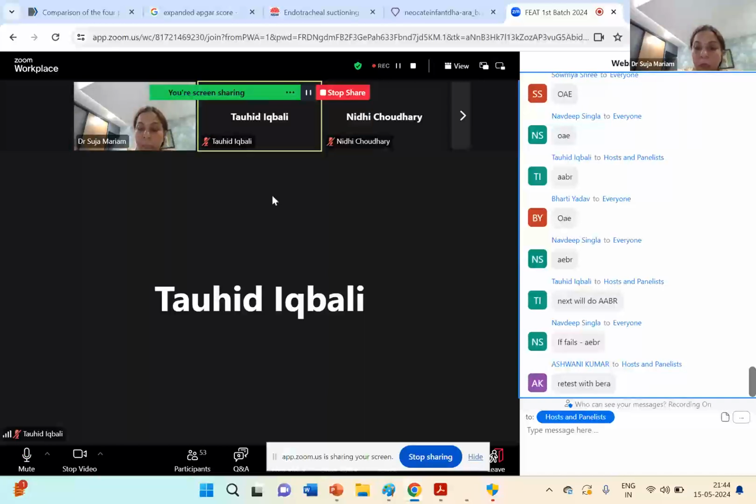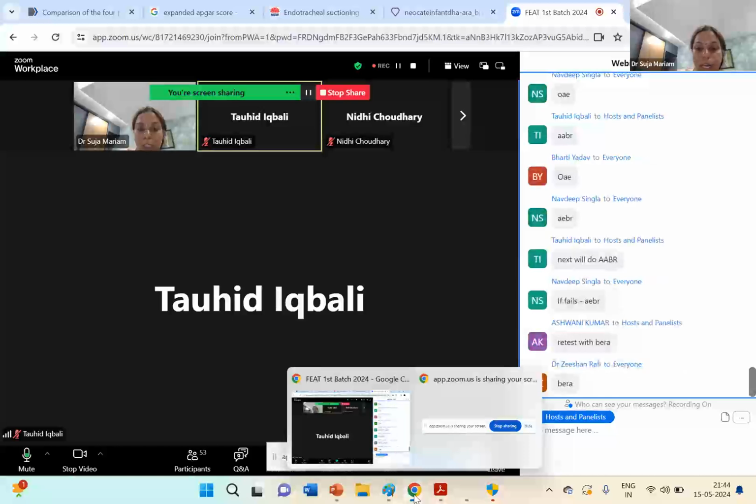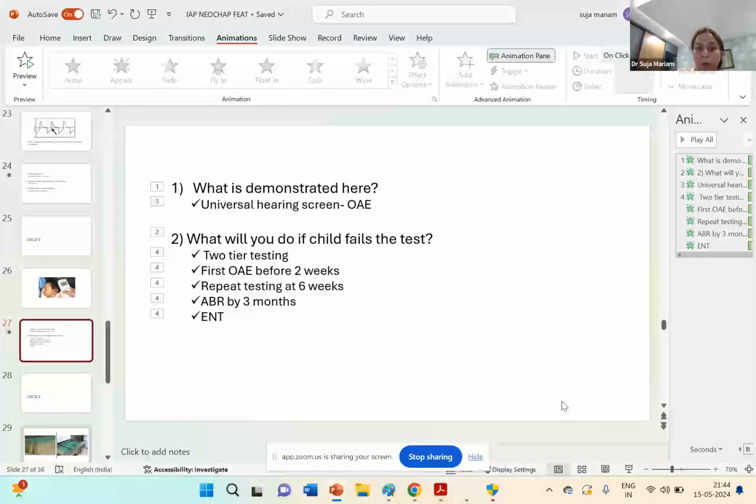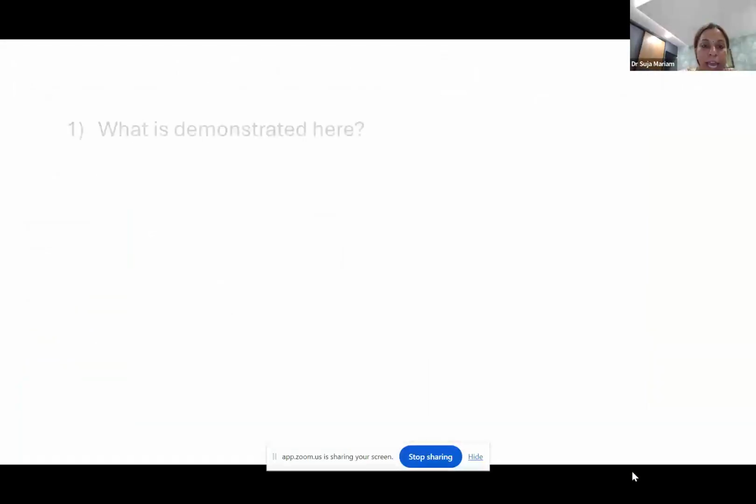So what is that testing sequence called? It is called two-tier testing. So you all should be thorough with the universal hearing screening protocol. In the Indian scenario, there will be a lot of retesting happening, but let's see what is ideal.